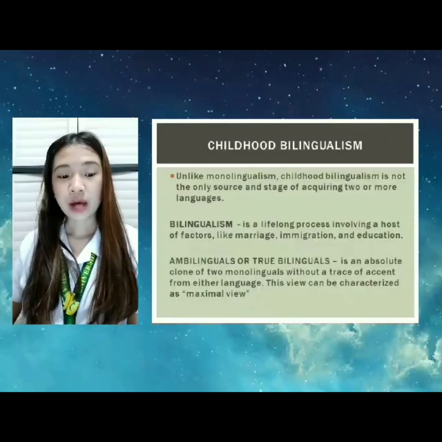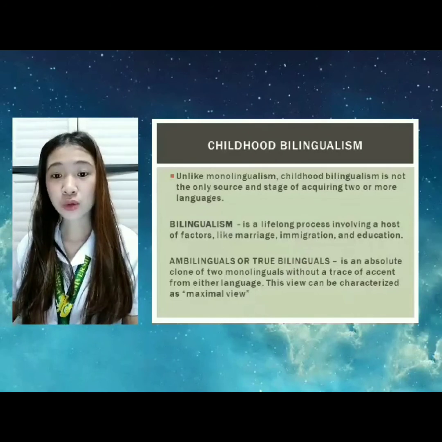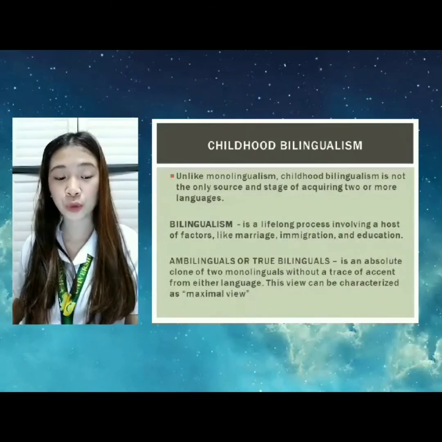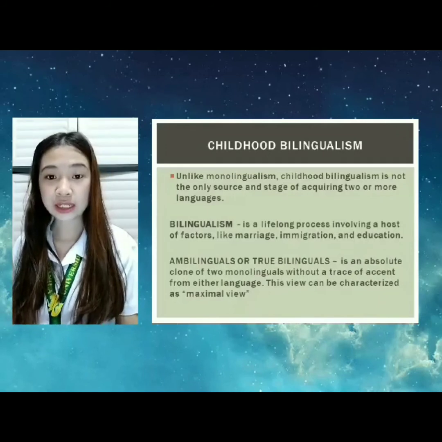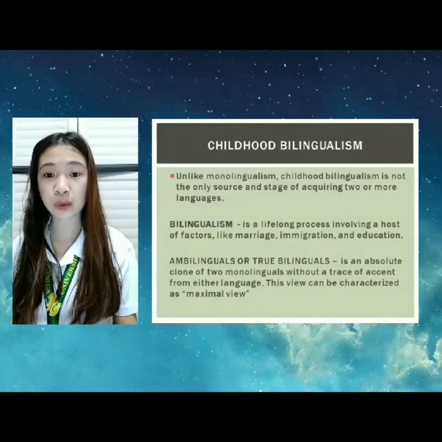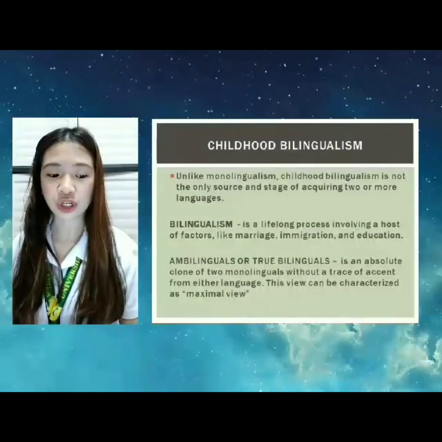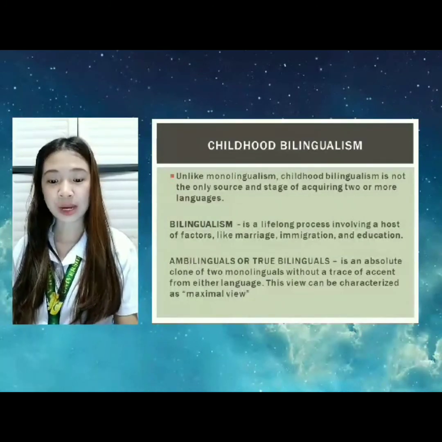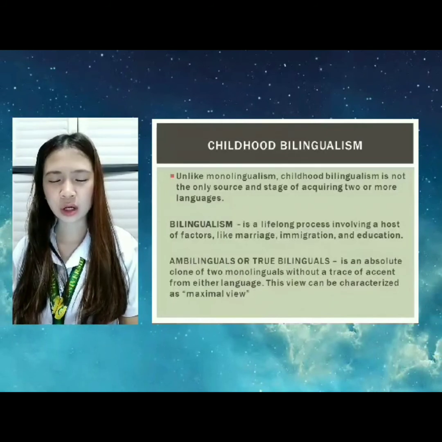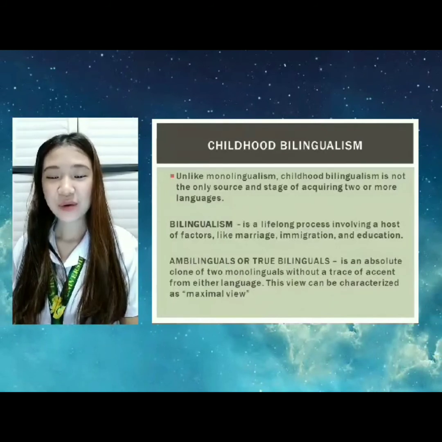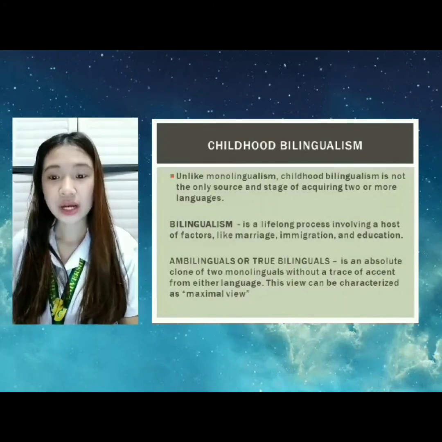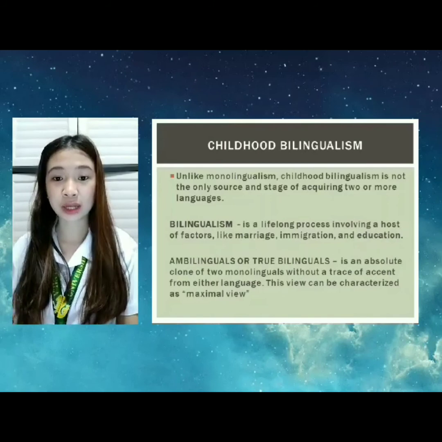Childhood bilingualism. Unlike monolingualism, childhood bilingualism is not the only source and stage of acquiring two or more languages. Bilingualism is a lifelong process involving a host of factors like marriage, immigration, and education. Ambilinguals or true bilinguals are an absolute clone of two monolinguals without a trace of accent from either language. This view can be characterized as the maximal view.